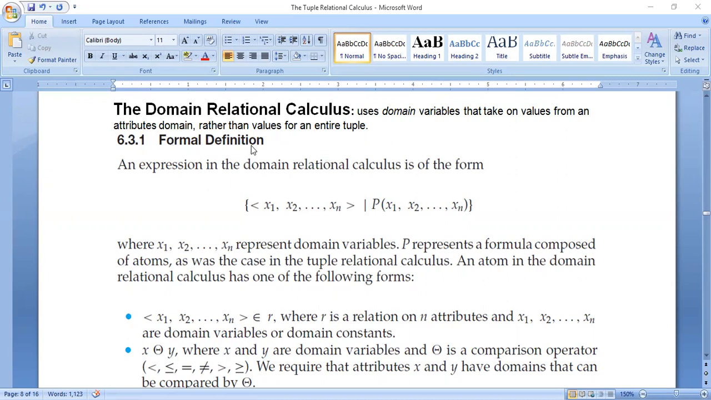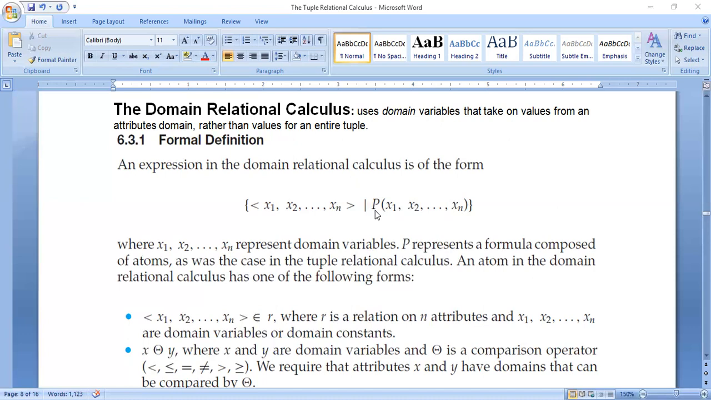Now let us come to the formal definition of the domain relational calculus. Whenever we write a domain relational calculus expression, it takes this form, where we write the names of the domain variables x1, x2, xn. These are the variables that we will be outputting, and then a pipe, and then the predicate. This predicate is based on the various attributes in our relation, and x1 to xn represent all the attributes, the domain variables used for different attributes.